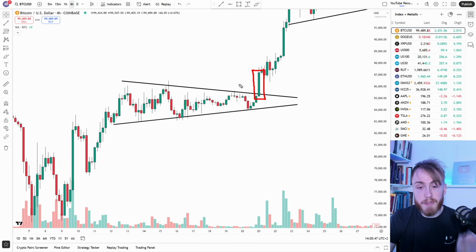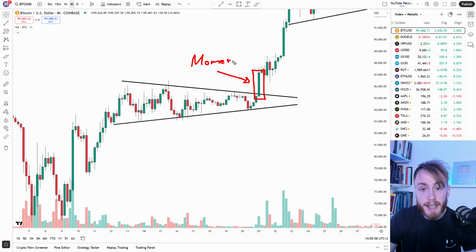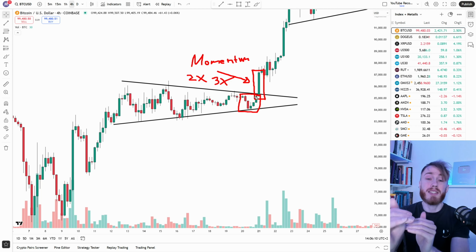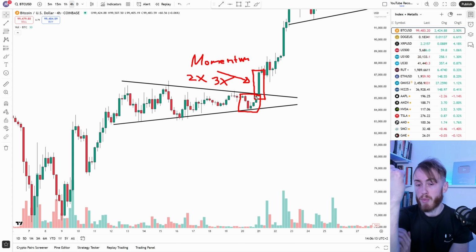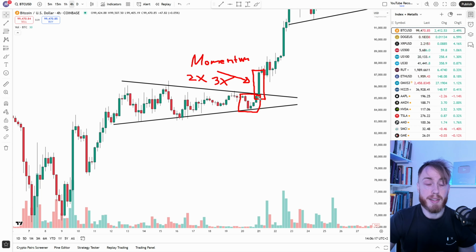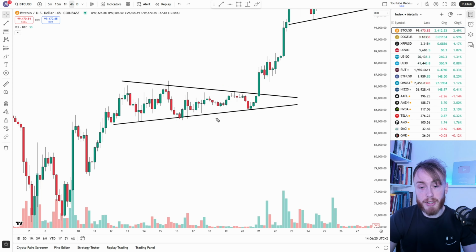And there are a few factors that made this breakout so nice. The first factor is that this actual breakout candle is what I call a momentum candle. A momentum candle for me is when the candle is at least twice the size, preferably 3 times as large as the previous candle. And you can clearly see that the breakout candle was maybe 3 times or even 4 times as large as the previous candles. So that's the first thing I'm looking out for.